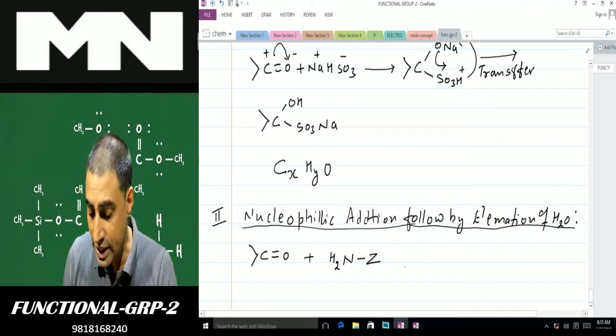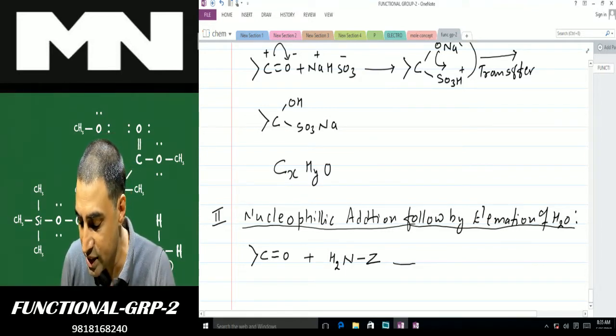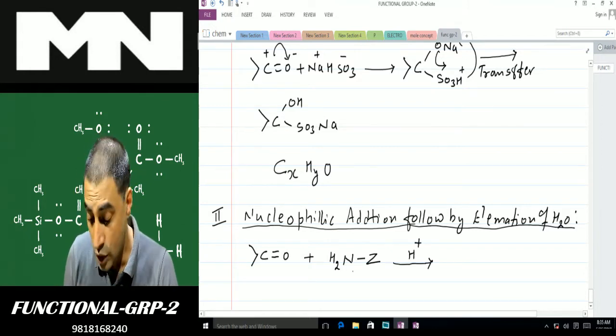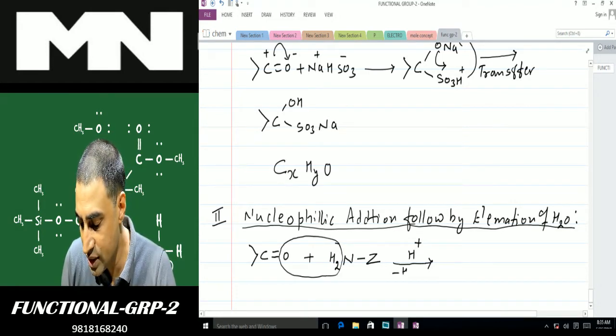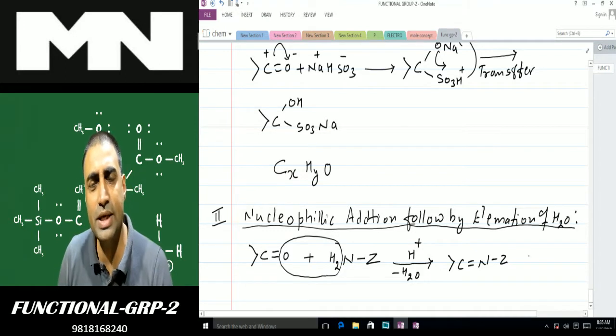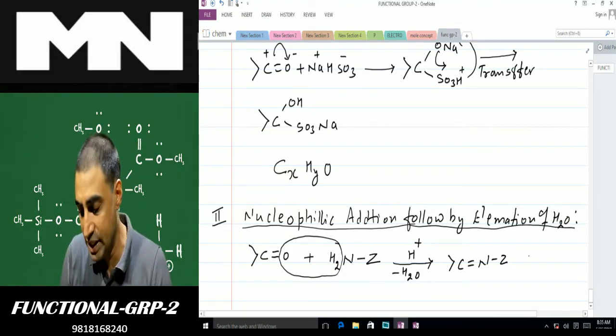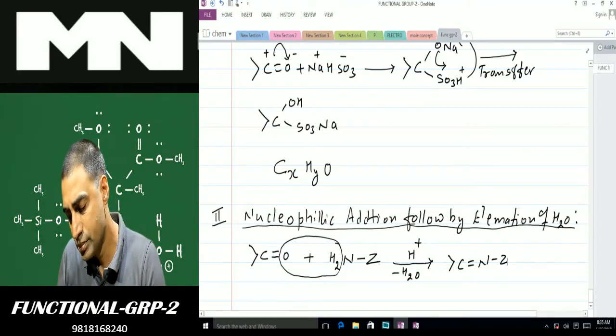When I am carrying out this reaction, it has to be carried out in slightly acidic pH. What will happen? The H2 from the nucleophile will combine with the oxygen of the carbonyl group. They will come out as H2O. You will get a compound like this. So these reactions are nucleophilic addition followed by elimination of water molecule.